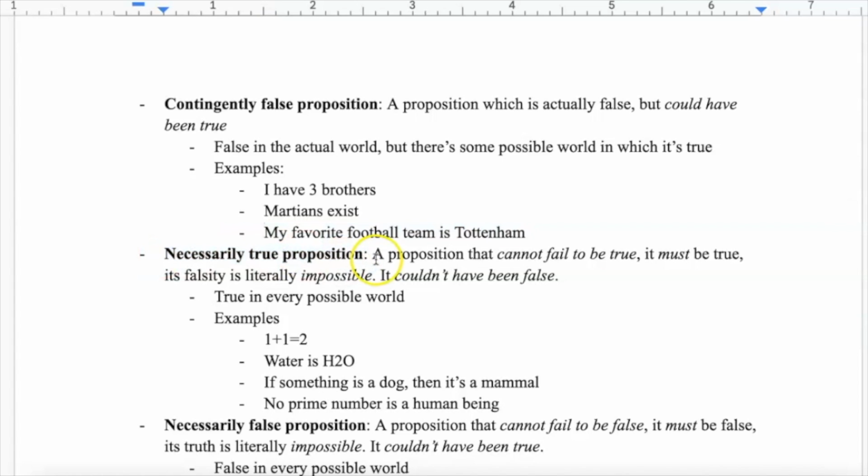But anyway, onwards we march to necessarily true propositions. A necessarily true proposition is a proposition that cannot fail to be true. In other words, it must be true. Its falsity is literally impossible. So it could not have been false. It must have been true. In other words, it's true in every possible world. It's true in every way that reality could have been. Here are some examples. 1 + 1 = 2. Water is H2O. Water couldn't have been H3O. That just wouldn't be water. Likewise, it's necessarily true that if something is a dog, then it's a mammal. Here's something else that's necessarily true. It's necessarily true that no prime number is a human being.